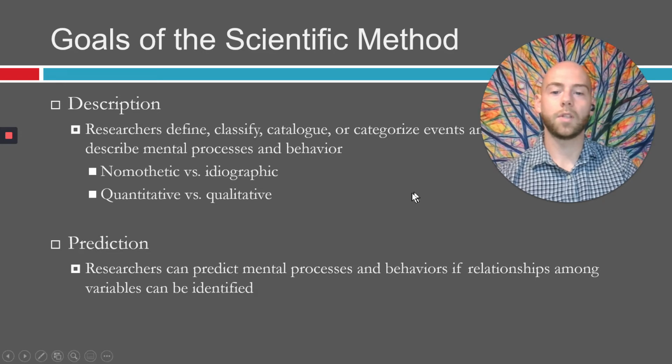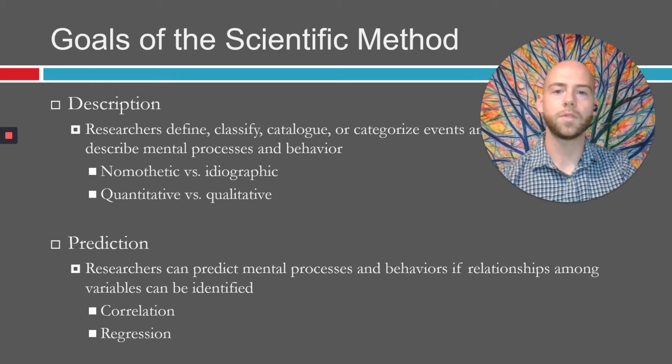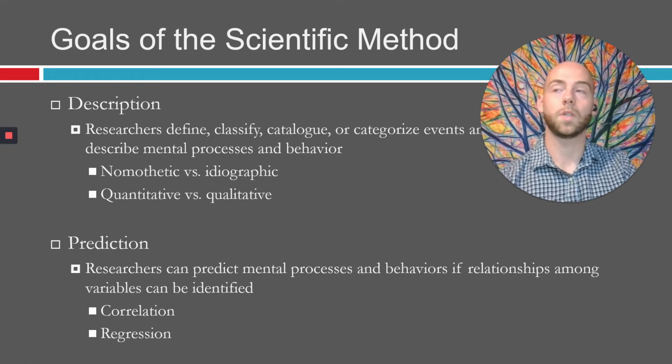There are different methods we might use to do predictions. Correlation is something that we'll talk about at length in the future, but it just is the relationship between usually two different variables. Do they both go up? Does one go up and the other goes down? Do they both go down? That sort of thing. Regression is a little more complicated.